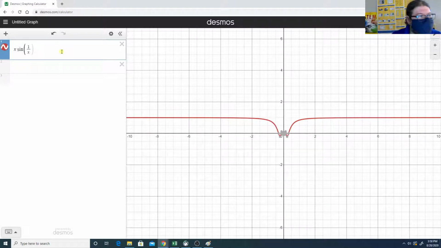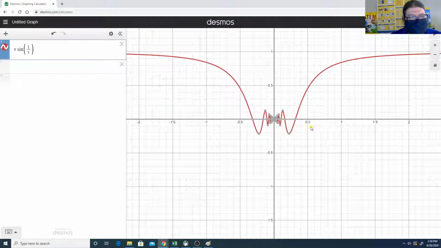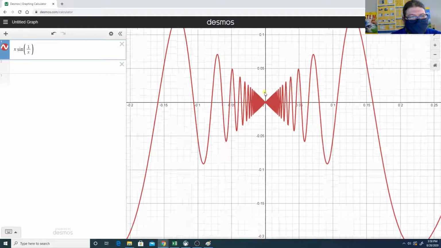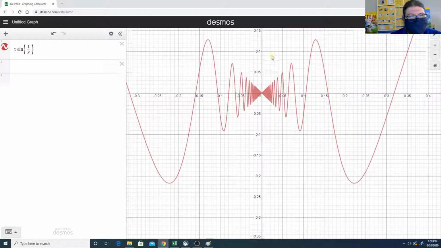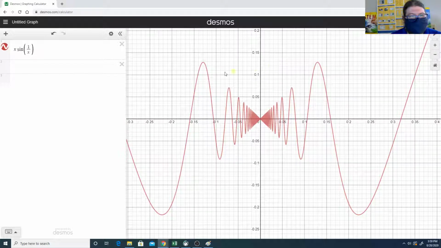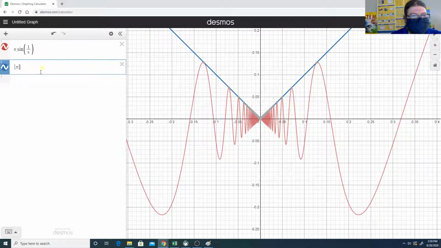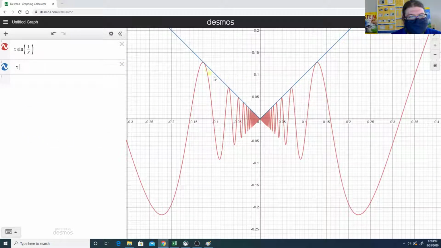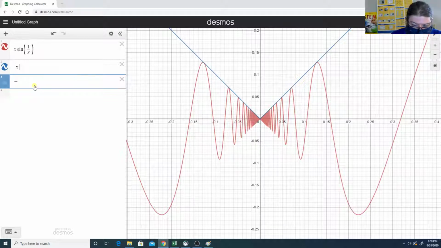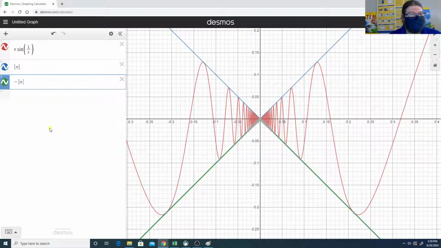Whoops, I've gotten that kind of weird. Okay, that looks real strange. Okay, so this is probably zoomed in a good thing where we can see it. So let's look at absolute value of x. I wonder if it'll let me type it in like that. All right, so absolute value of x is this blue thing, and we can see that absolute value of x does form a nice upper limit of this x times sine of 1 over x. Well, let's check negative absolute value of x. So that is this green color.